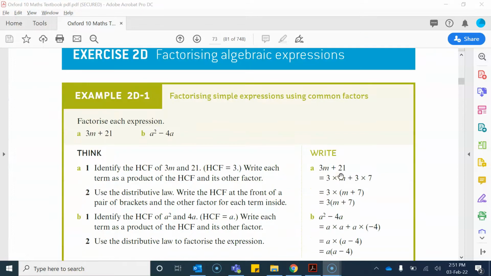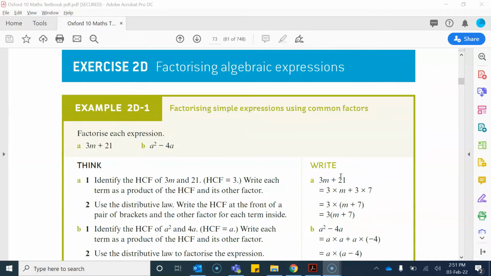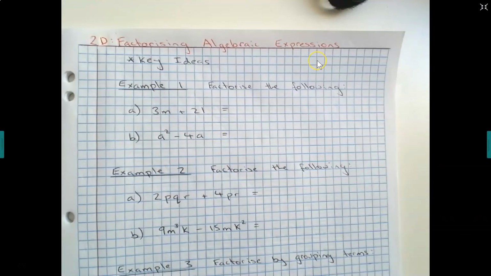So we'll work through some examples, and again I would like you to copy these examples into your exercise books as we work through them.